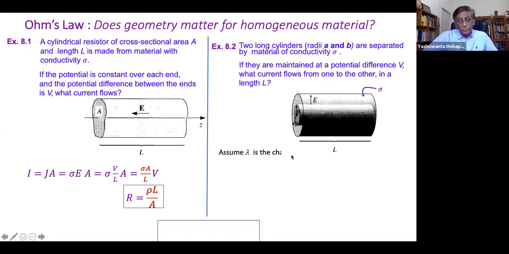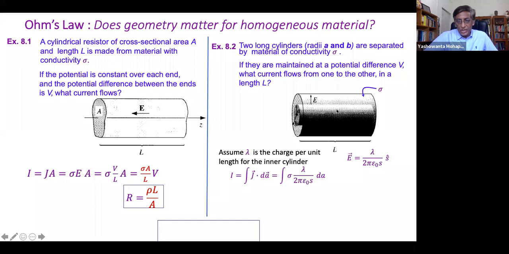So we know how to solve this. Assume lambda is the charge per unit length for the inner cylinder. Calculate the electric field. It is easily calculated by a Gaussian surface, which is lambda by 2 pi epsilon naught s, in the s hat direction. And then I is J dot dA. dA is also pointing in s hat direction, E is pointing in s hat direction. And hence I is sigma lambda by 2 pi epsilon naught s dA, and I can write this as sigma by epsilon naught lambda L, right?